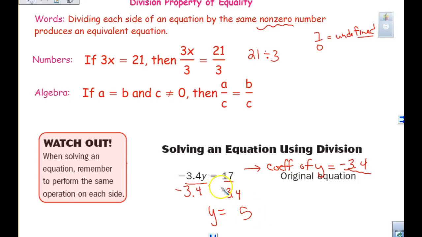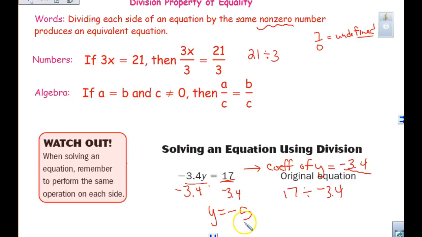Why? It should be negative, right? It should be negative. 17, a positive, divided by a negative, is it negative? Negative 0.2941. Wait, 17 divided by 3.4. Did you put the 17 in first? When you read this, if I'm putting it in my calculator, it means 17 divided by negative 3.4. That's how I put it in my calculator, right?